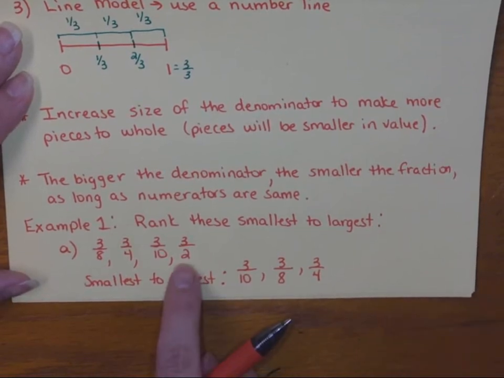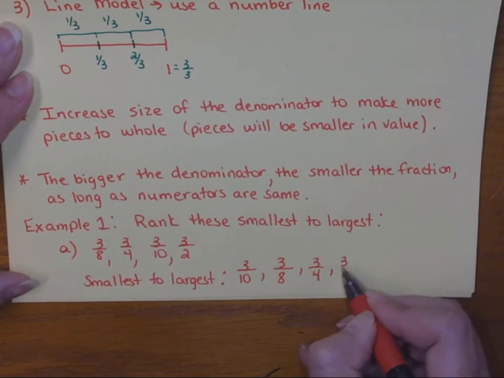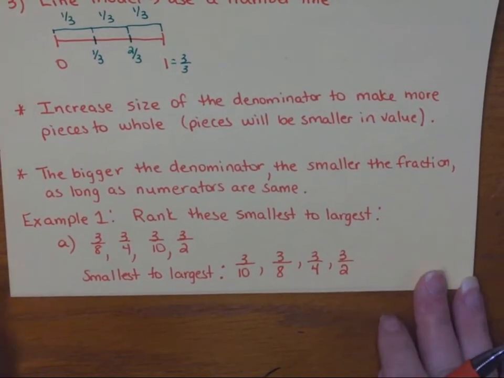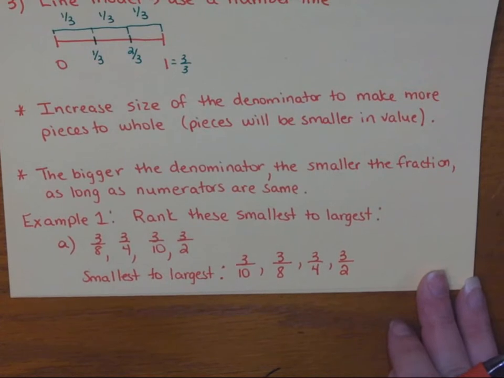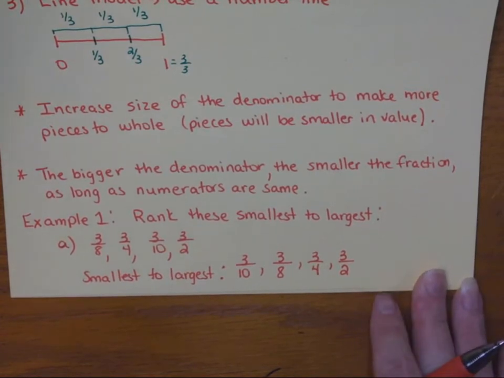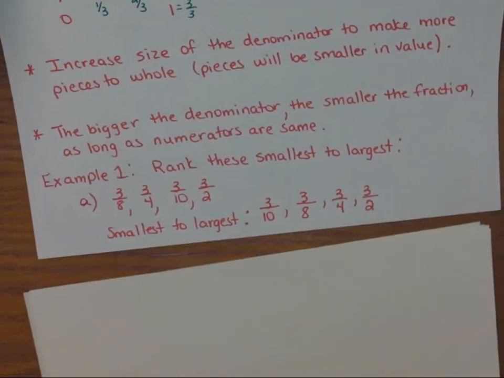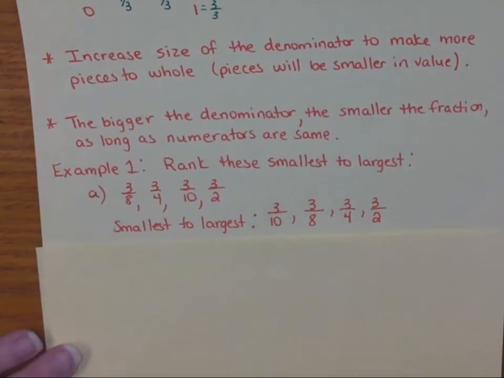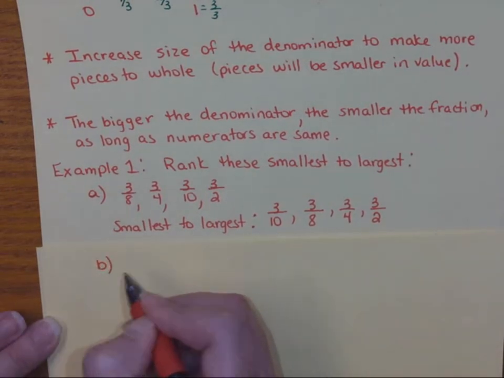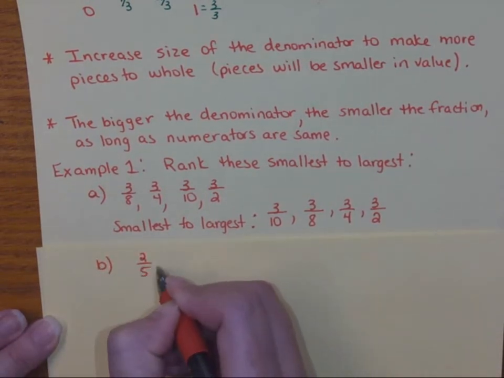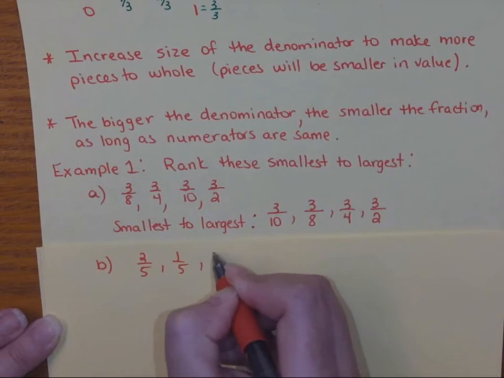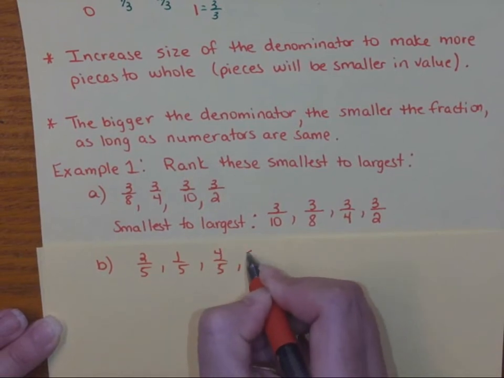And then, of course, 3/2 is interesting, right? That's actually an improper fraction, so this is actually greater than 1. So 3/2 is certainly the biggest one because it's actually larger than 1. So as long as the numerators are the same, feel free to use the rule, the bigger the denominator, the smaller the fraction. So what about this? 2/5, 1/5, 4/5, and 5/5.